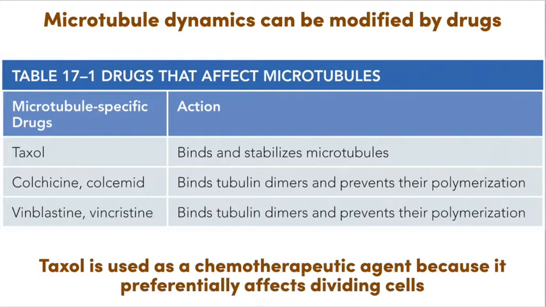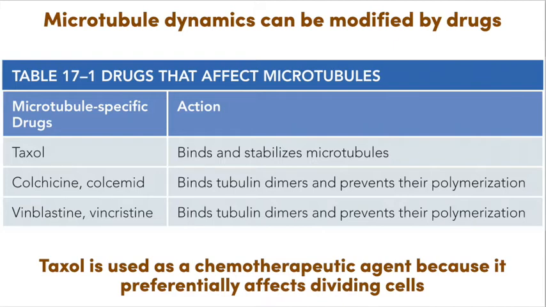Taxol is well known as a chemotherapeutic drug. It's often given to cancer patients because at low doses it can inhibit the microtubule dynamics that are important for assembly and function of the mitotic spindle, which we haven't yet talked about, but we'll talk about on Wednesday.